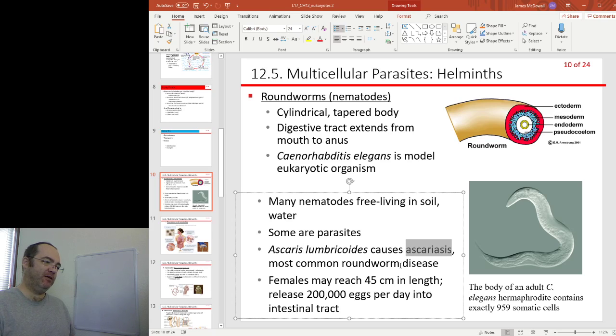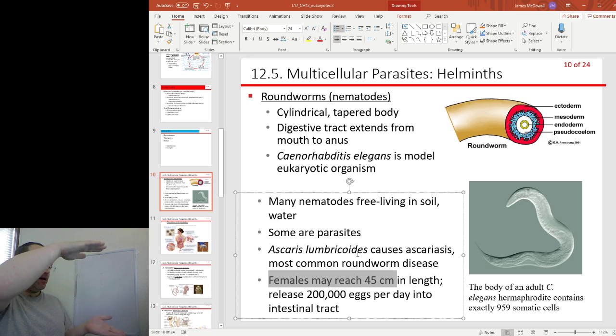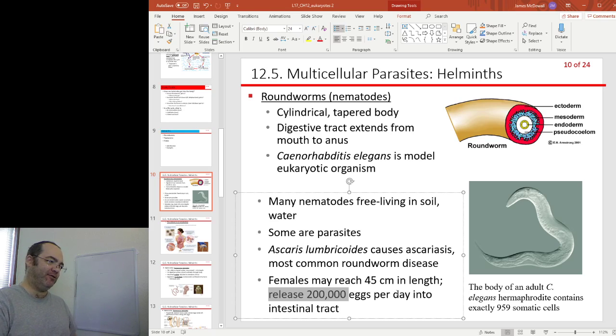It's a pretty gross disease because females of Ascaris lumbricoides can reach 45 centimeters. So estimate about that big, about half a meter. And they are intestinal parasites. So imagine having a bunch of these big, nasty-looking worms living in your intestines. A female can release 200,000 eggs per day into the intestinal tract.